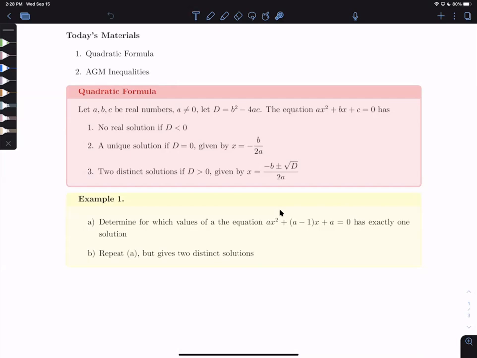So today we're doing quadratic formula and AGM inequality. Those two things, the two topics, the contents are not the same. It's the same topic but different questions.